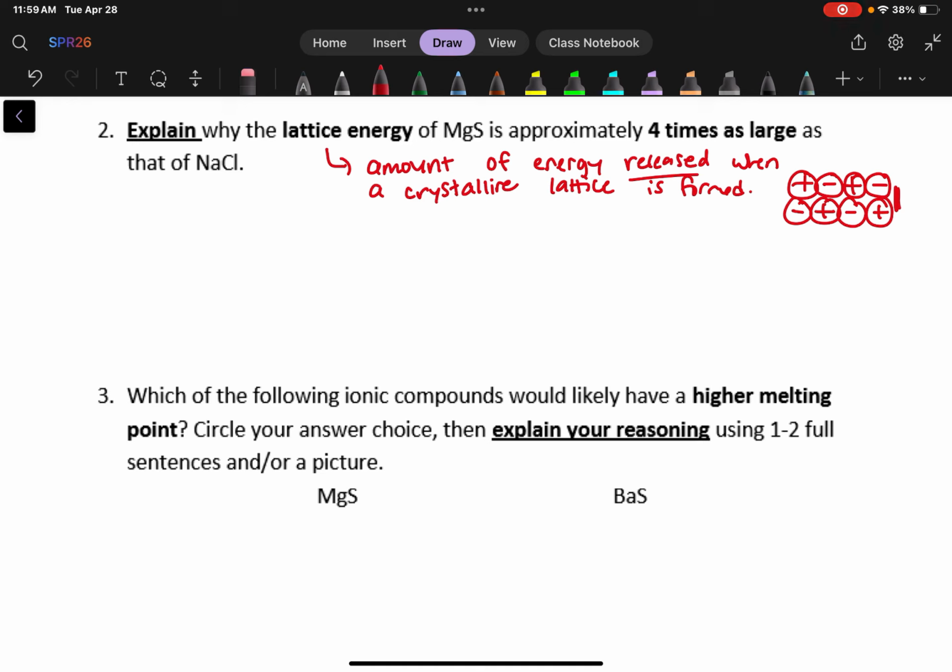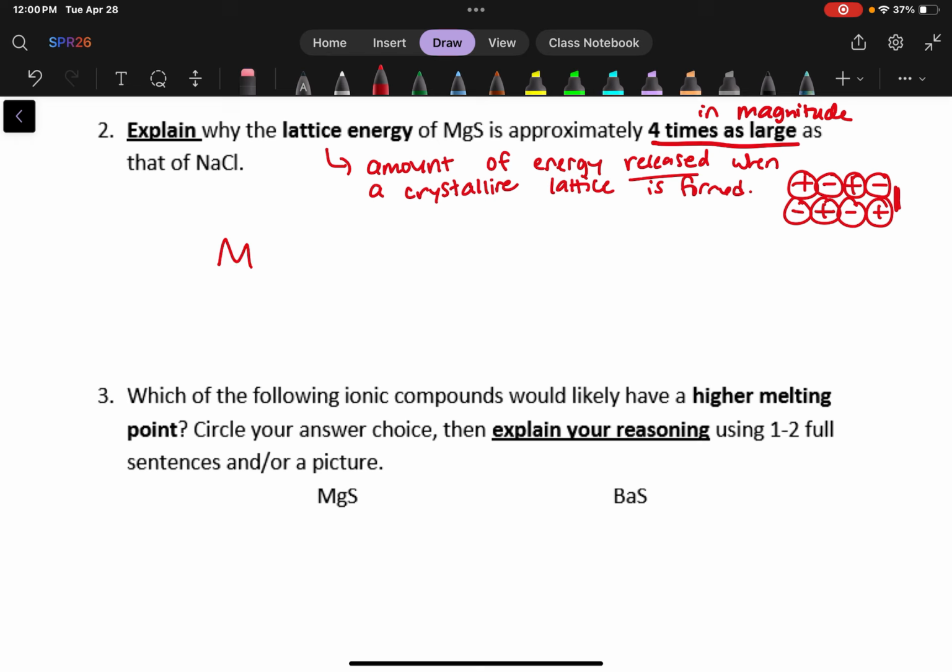So for something to have a high magnitude of lattice energy, and when we say 4 times as large, we mean in magnitude. Let's just make a note, because we say that a lot as chemists. We'll say 4 times as large, assuming that we know we're talking about magnitude, not necessarily the number, because these are usually negative numbers for lattice energy, because it's an exothermic process.